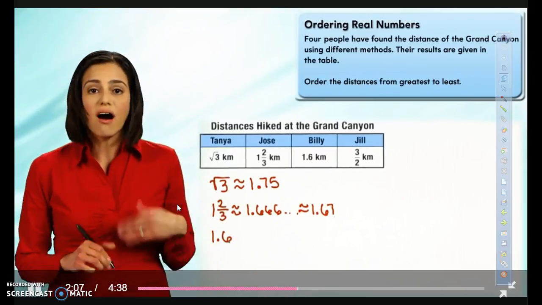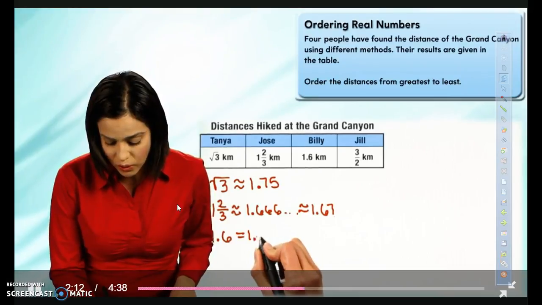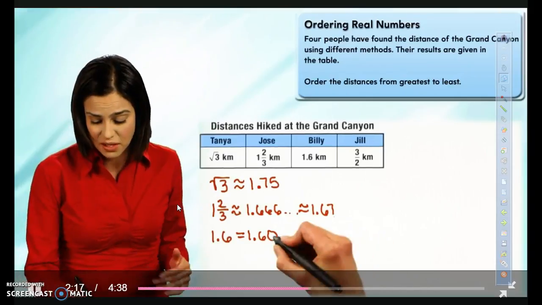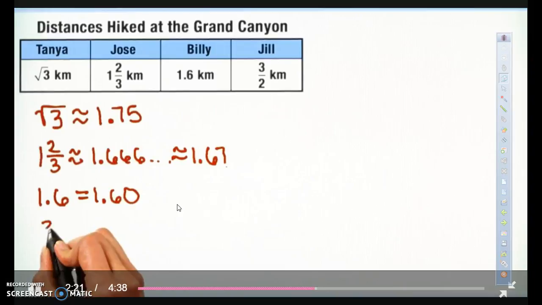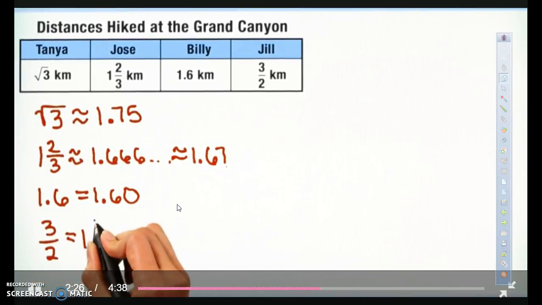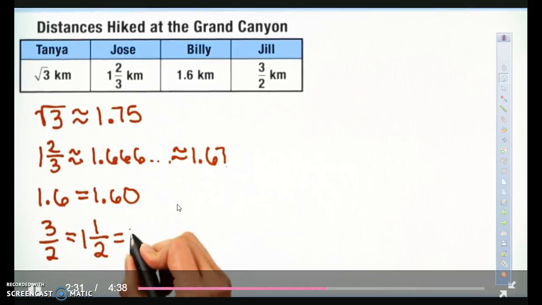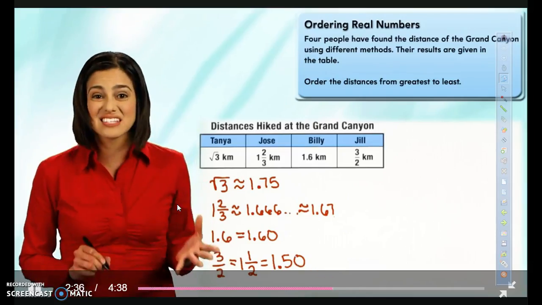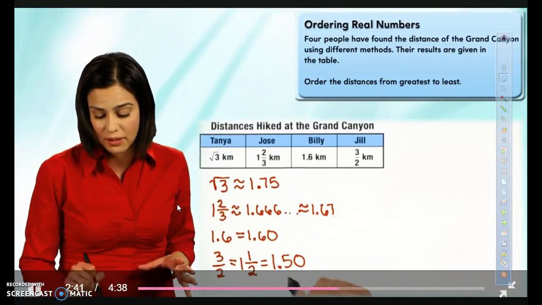All right. Now next, we have 1.6. Now, although that's already a decimal, I will rewrite it as 1.60, just because, again, for comparison purposes, we want to round all of these to the same place. And lastly, we have 3/2. And if we change this to a mixed number, 1 1/2, you can see now that that is just 1.5/10. But again, I'm going to add the 0 for comparison purposes. Now they're all rounded to the right place.